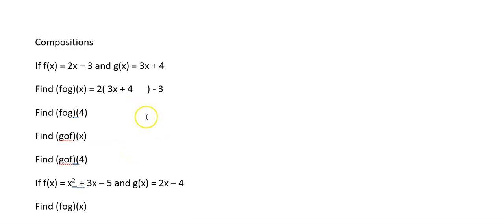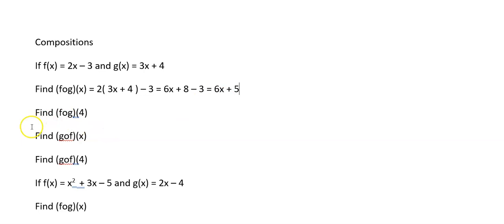All right, now I just need to clean this up. And then let's just distribute our 2 through the parentheses. So that's 6x plus 8. We still have our minus 3. And add like terms, we get 6x plus 5. That is F composed with G. We have a new function now, 6x plus 5.